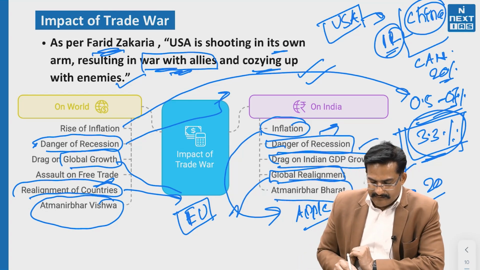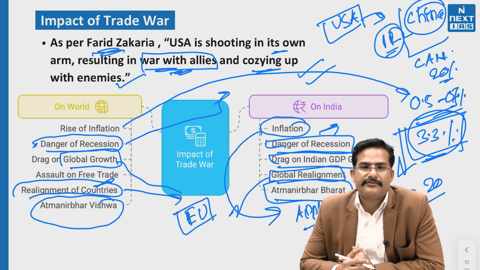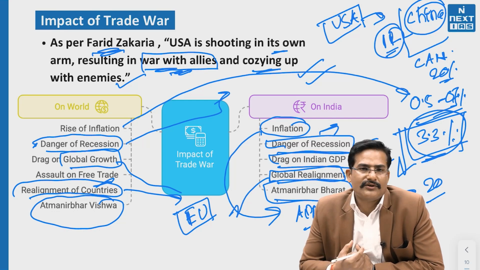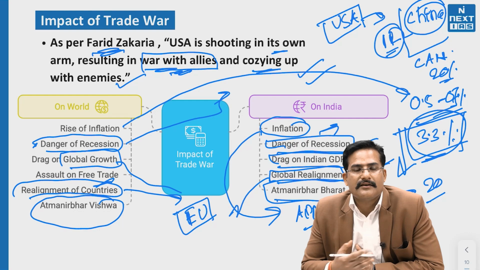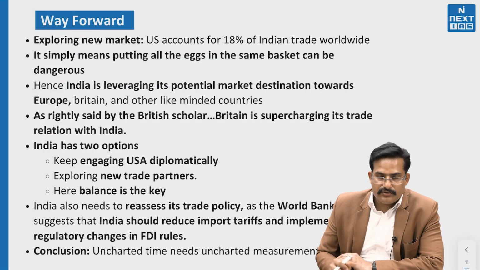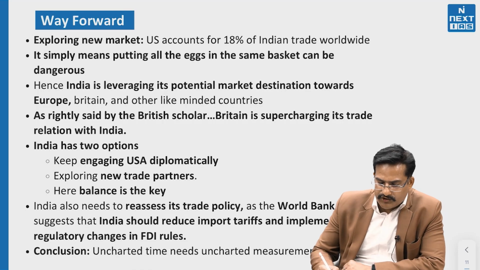We have to look for global realignment. Ultimately, it is Atmanirbharta that will help us come out of such tariffs. If we are producing something on our own and consuming it on our own, we don't need to fear the threat of a tariff war by any country, be it the USA or anything. That is the impact of the trade war, and we'll have to understand. So what is the way forward for India?